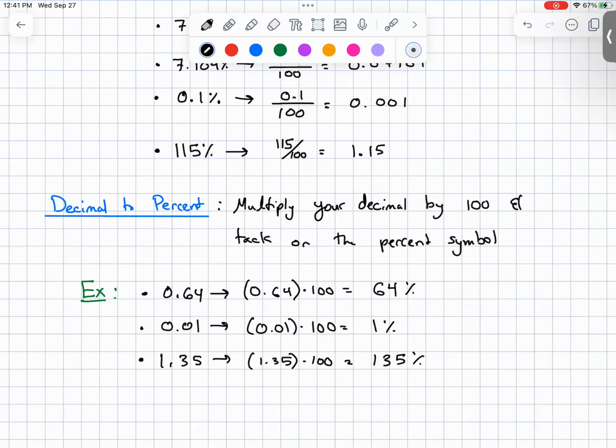Now, you probably have noticed a little bit of a pattern here with these numbers. It has to do with the decimal place. Exactly right. So there's the shortcut.